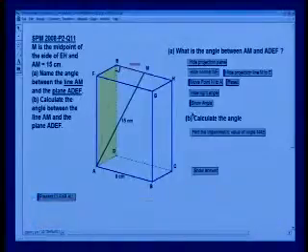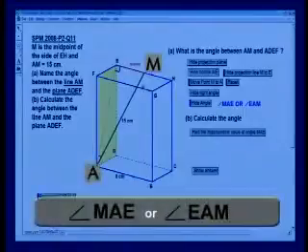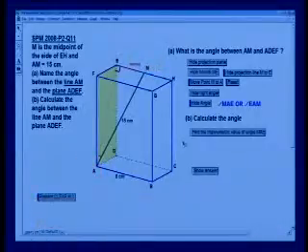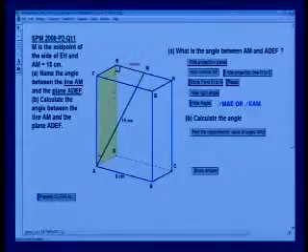And what is the angle between AM and the plane? Remember, we have learned before that the angle between the line and the plane is the angle between the line and the orthogonal projection on the plane. So this is the angle, angle MAE or angle EAM. Now we proceed to calculate the angle. Look at this right-angled triangle MAE. We are going to find the angle here.